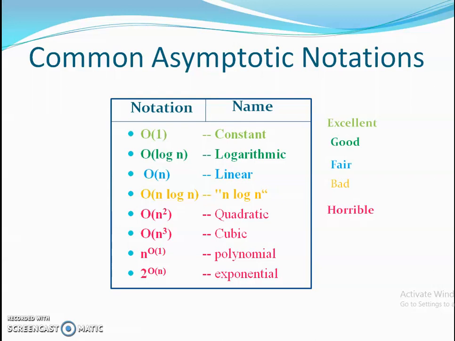N power k is called polynomial. 2 power n is called exponential. If the n value grows, 2 power n exceeds, and we can't predict the time in exponential. That's a major problem. So this is the time taken.